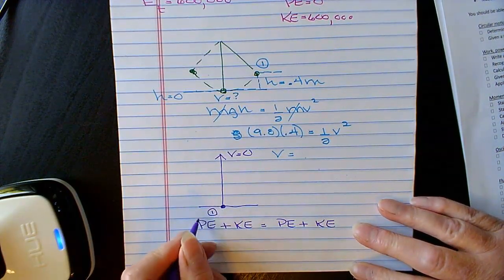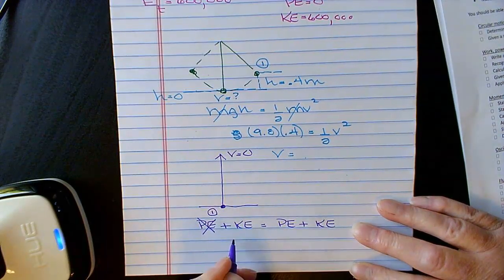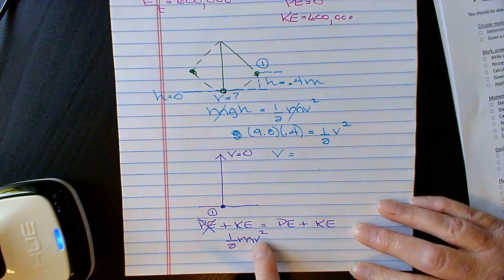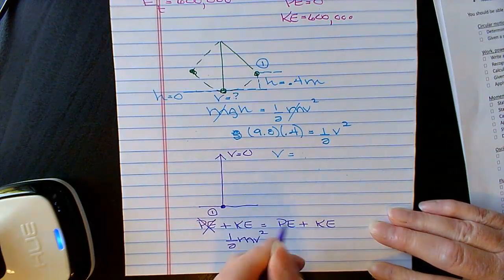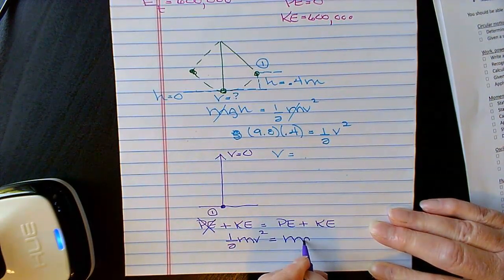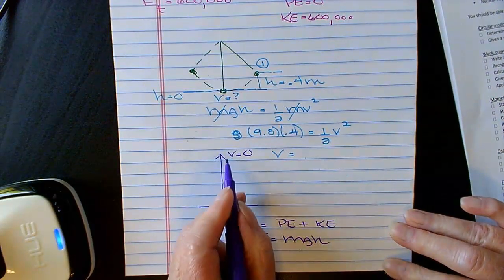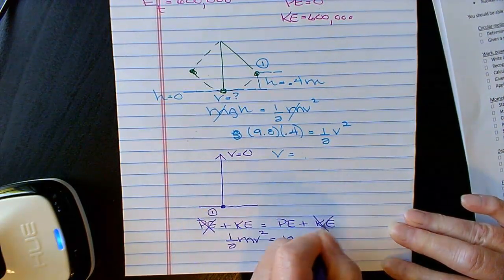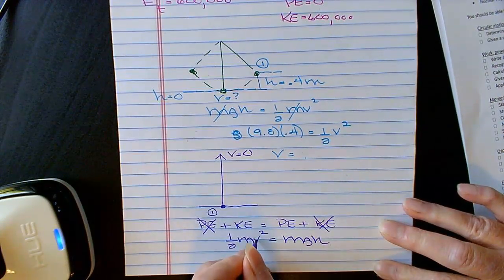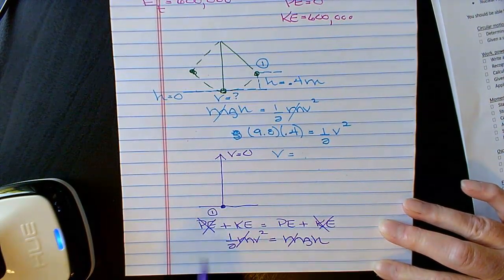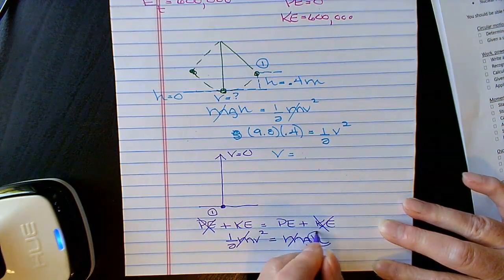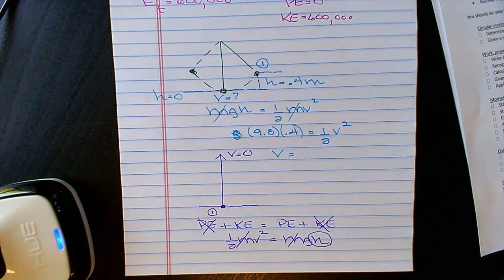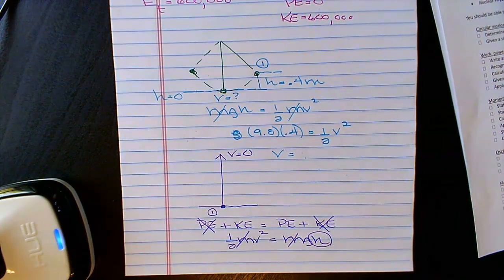At spot 1, I don't have any potential, but I am firing it up with a pretty big velocity. So I would have to know what that velocity is. And then it's going to go up, and it's going to have potential energy, but it's not going to have any kinetic because the velocity is 0. So if you tell me the velocity, the mass doesn't matter. If you tell me the velocity that I fire it, I can then solve for how high up it goes. And that's what I'd like you to be able to do.